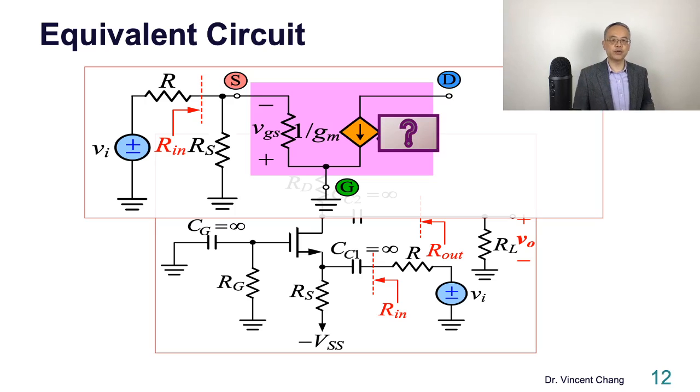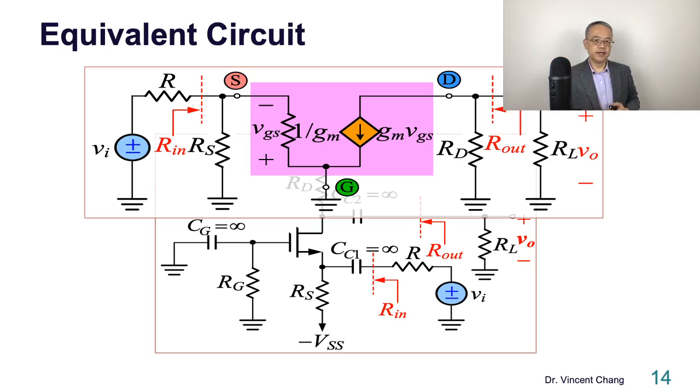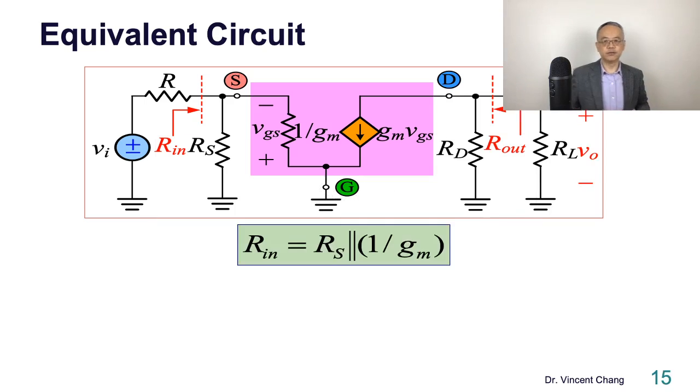So voltage controlled current source, the GM VGS. And the resistance between drain and the ground are two. Now one is RD, the other one is load resistance.